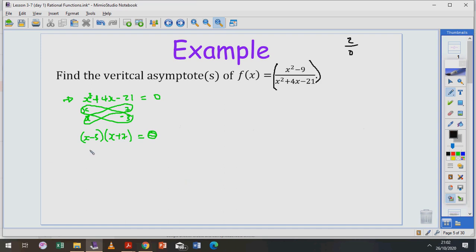So when I solve for this, I can see that x is equal to 3 and x is equal to negative 7. These two values, if I substituted them into the equation of this function, would give me 0 in the denominator, and therefore would show that the function is undefined at those two values. What that means is that x equals 3 and x equals negative 7 are the vertical asymptotes of this function.